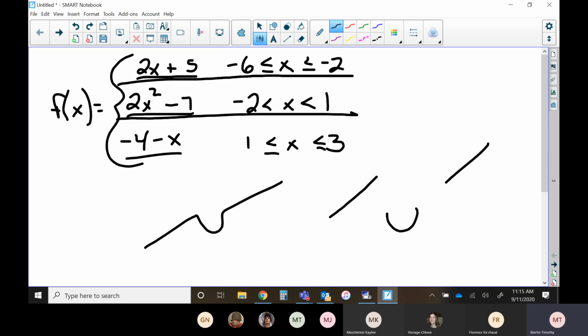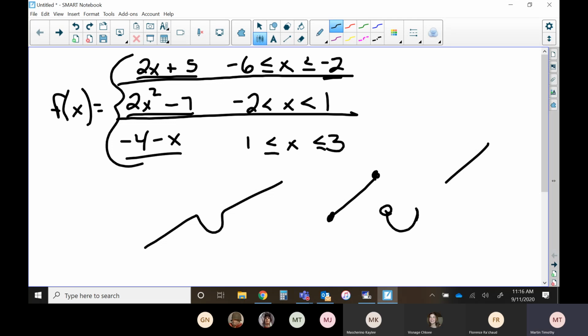And again, if it was like this, do you see how it's equal to the -6? So this would be my ending point. So it would be a colored in -6. Do you see this is my ending point -2 and it's equal to? So this would be my colored in. What does that mean about my starting point for my parabola? Because it's not equal to, this one would have to be the open circle.